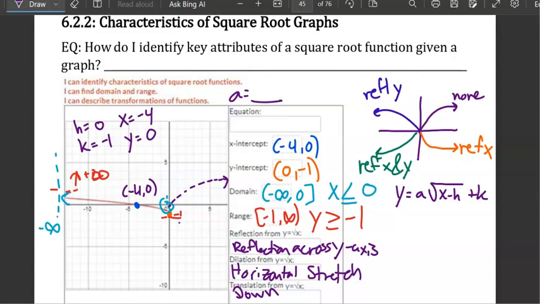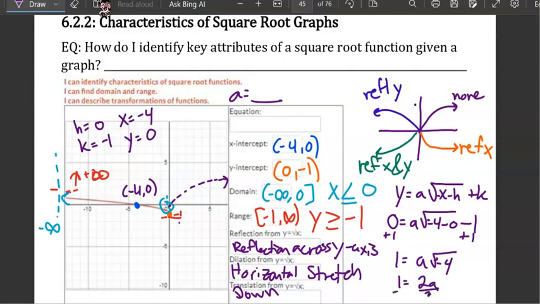Let's plug those in to solve for a. 0 equals a times the square root of -4 minus 0, plus -1. Add 1 to each side. 1 equals a times the square root of -4. Since it reflected across the y-axis, you also need to add another negative sign there. So 1 equals 2a. Divide by 2, a equals 1/2.